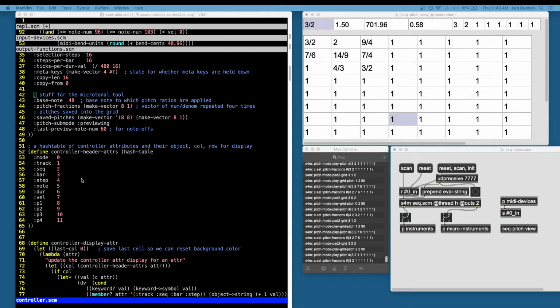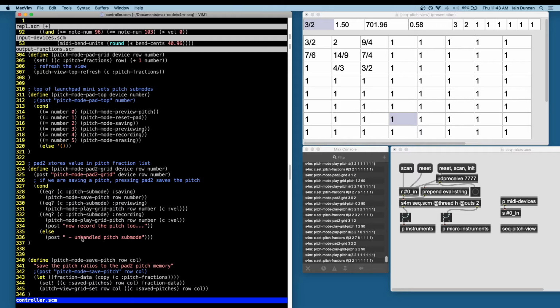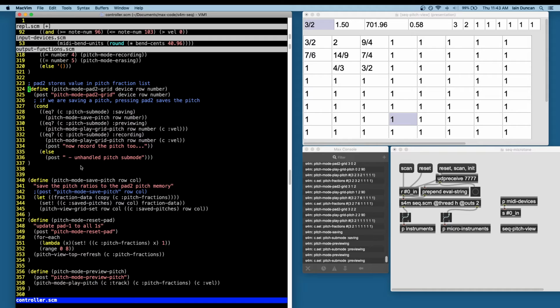Then we have some functions down here, my pitch mode functions. And you can see they're all quite manageable amounts of code. This one is mapped to the button that changes what mode we're in, which is showing on the console right now, whether I'm saving or playing. This is the function that saves a pitch into the grid, and the code is really quite small.